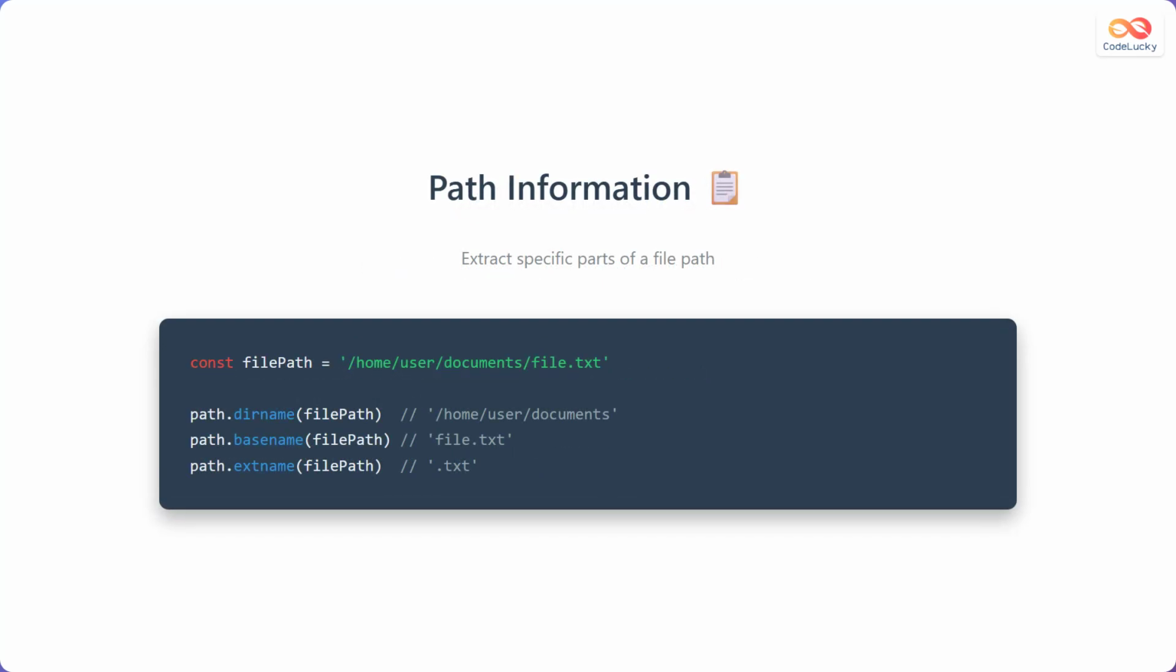The path module also provides methods to extract specific parts of a file path. path.dirname returns the directory name of a path, path.basename returns the basename of a file, and path.extname returns the extension name of a file. For example, given the file path /home/user/documents/file.txt, path.dirname would return /home/user/documents, path.basename would return file.txt, and path.extname would return .txt.